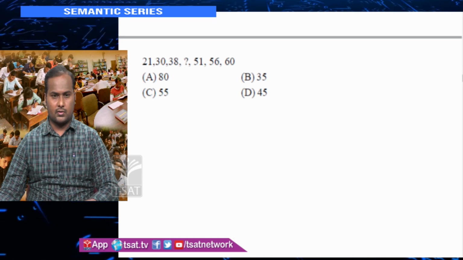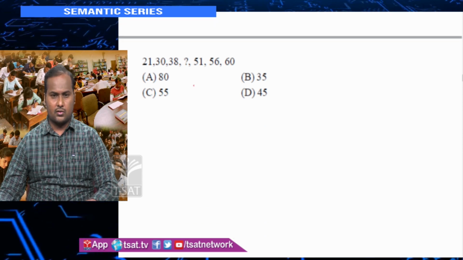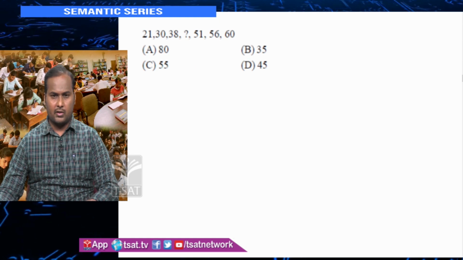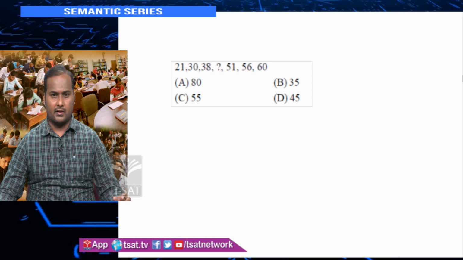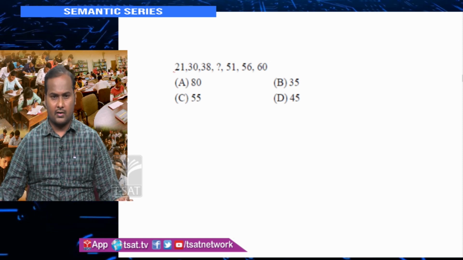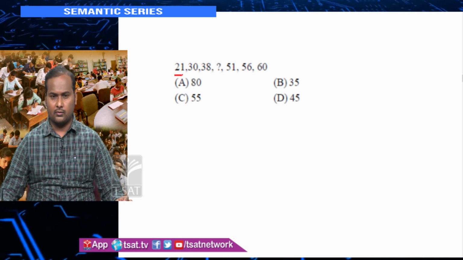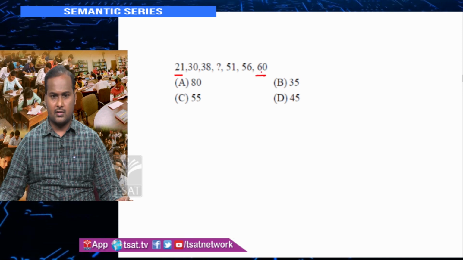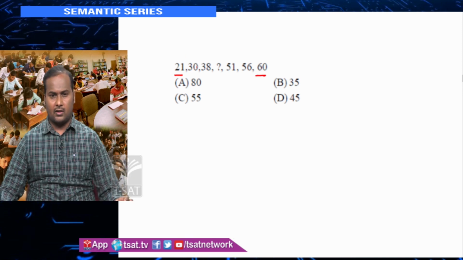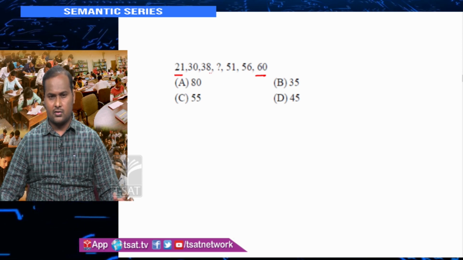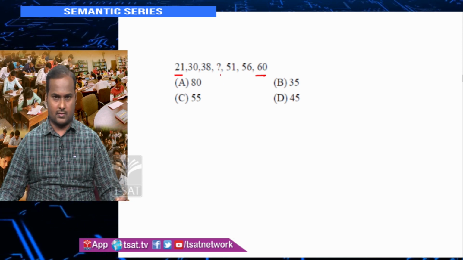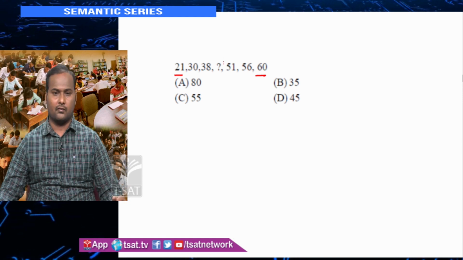See the next question. In this particular question, the moment you see it, there is not much increase. The increase is very less. For example, the first number is 21 and the last number is 60. And in between there are many numbers in this sequence. Whenever you see this, just take the difference, not multiplication. Now you take the difference.